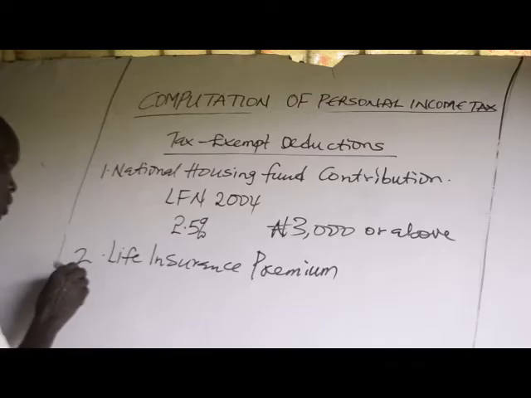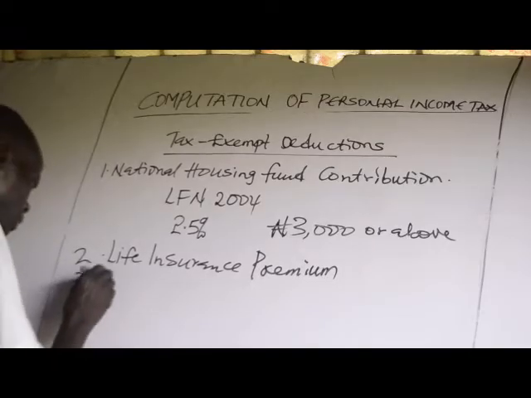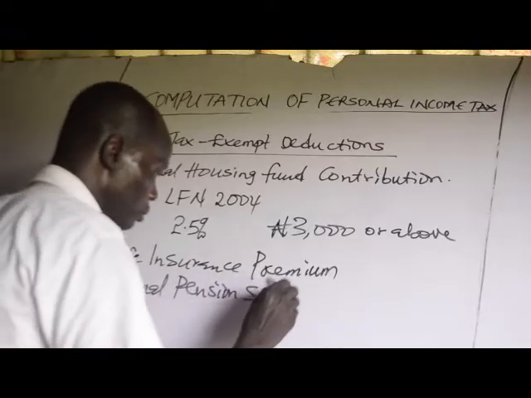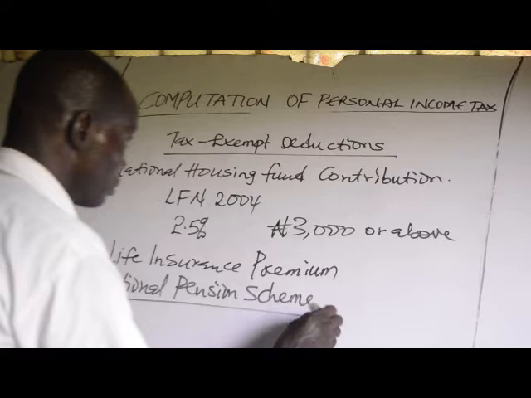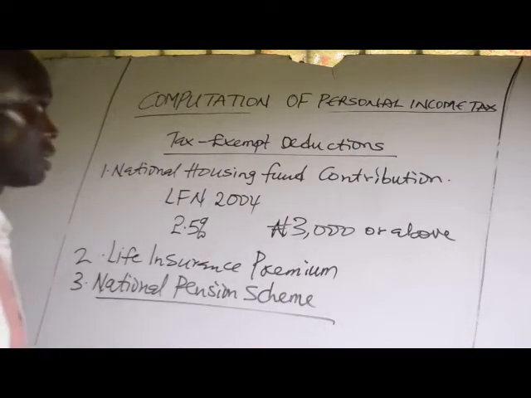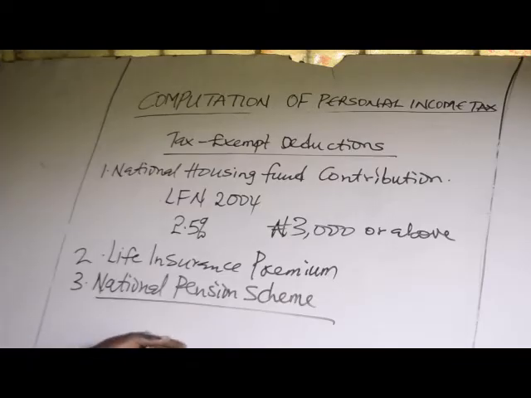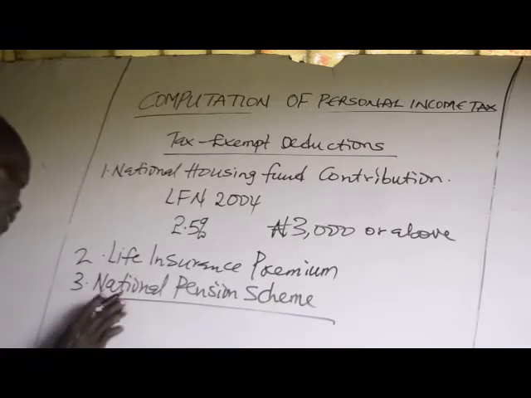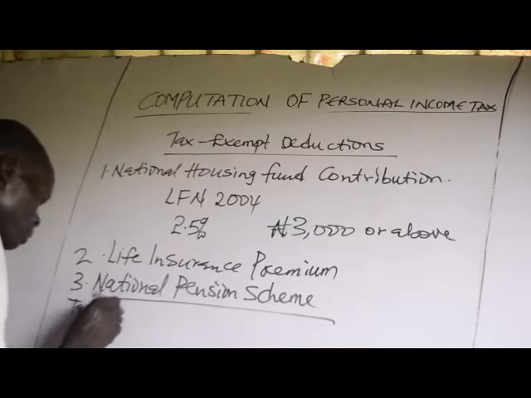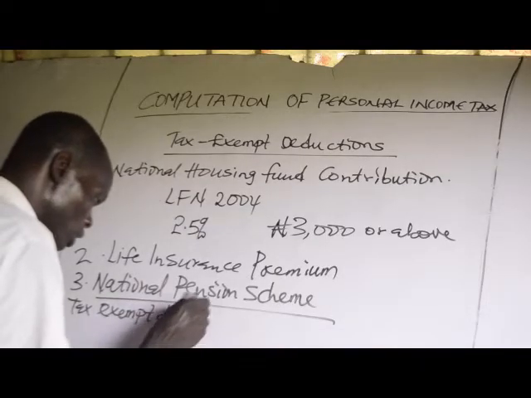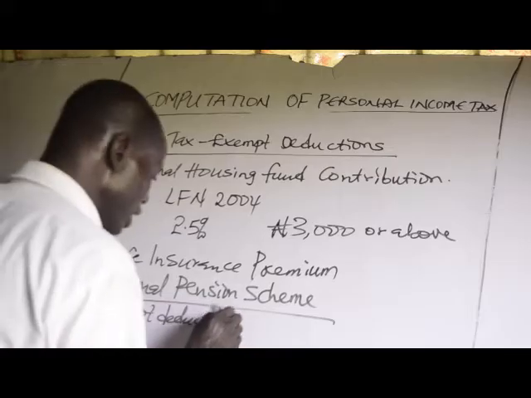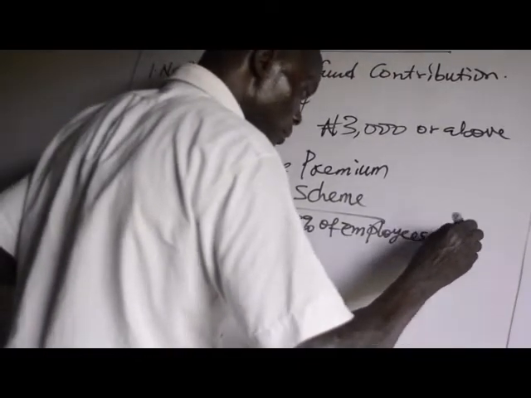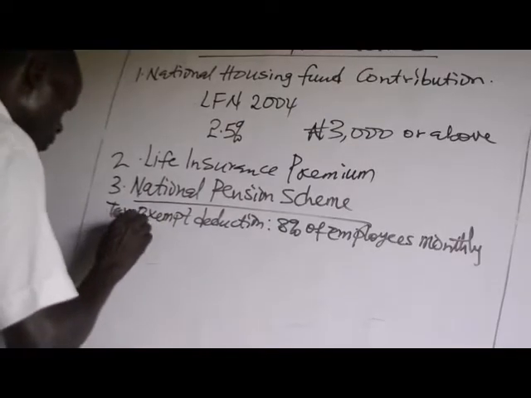Number three, National Pension Scheme. The amount that is exempted from tax in respect of National Pension Scheme is 8% of the employee's monthly emolument. That is the tax-exempt deduction in respect of National Pension Scheme.